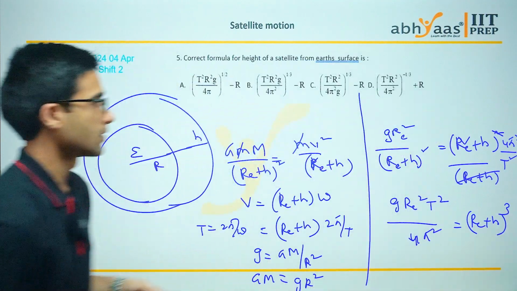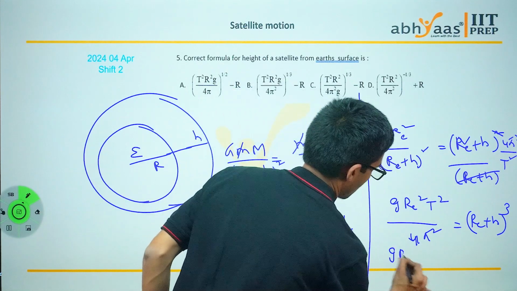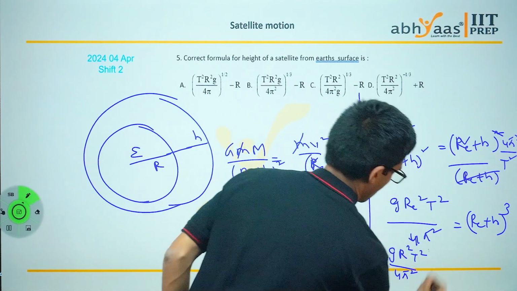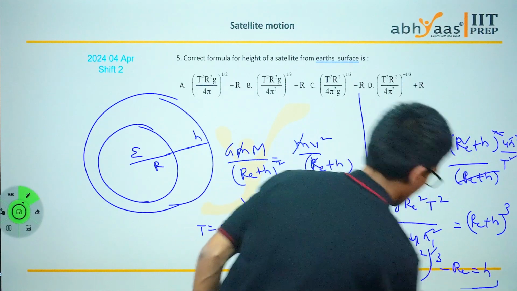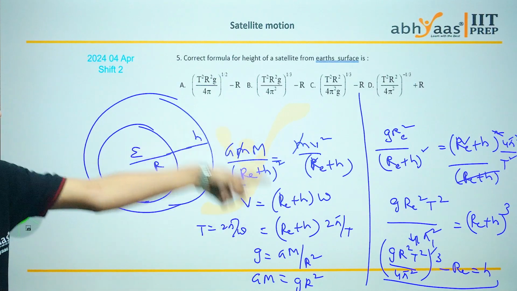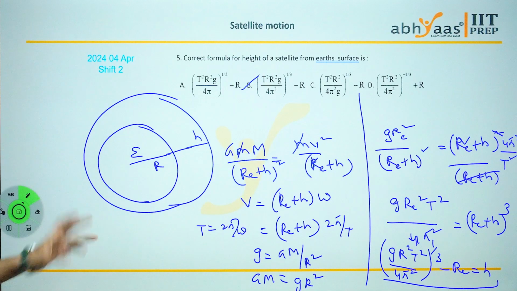So then what will you get? R_e means R only. So then (g R square T square by 4 pi square) whole power 1 by 3 minus R_e. This is the h value. (g R square T square by 4 pi square) power 1 by 3 minus R. This is the option. So this is very simple only.